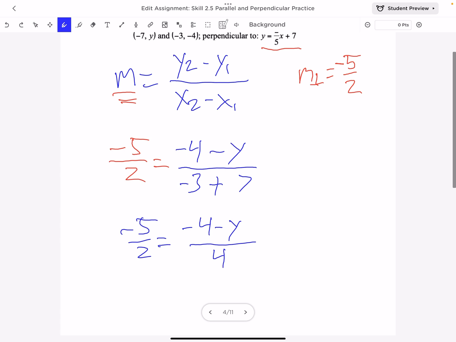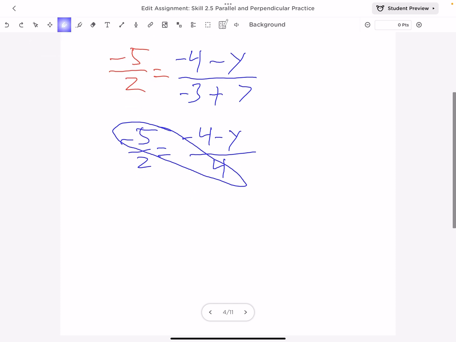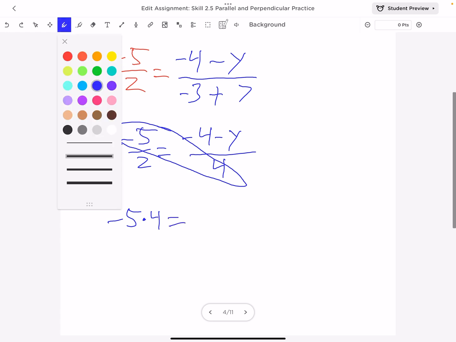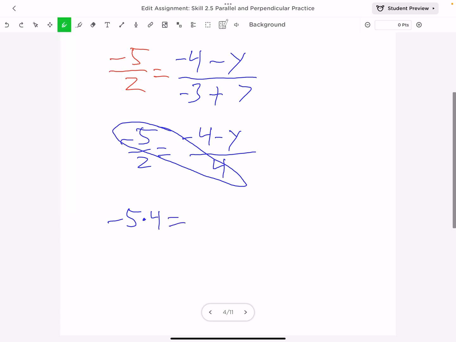Now, there are 2 strategies that we could do. We could do what's called cross multiplying, where we would multiply the negative 5 and the 4 like this. And if I do this, this is actually a pretty good way to do it. So negative 5 times 4 is equal to, on the other side, I'll do it in green, we would do 2 times negative 4 minus y. So that would be 2 times negative 4 minus y.